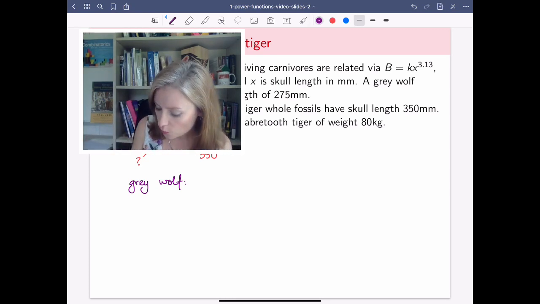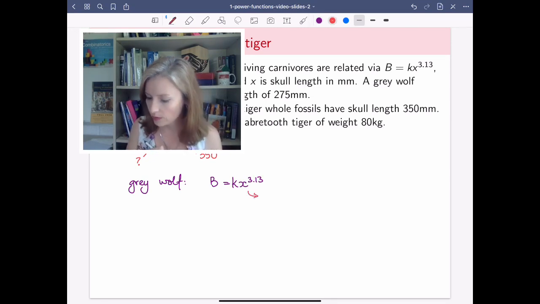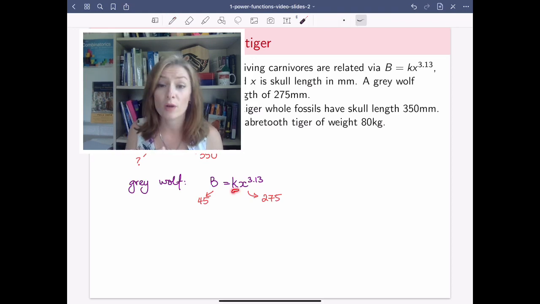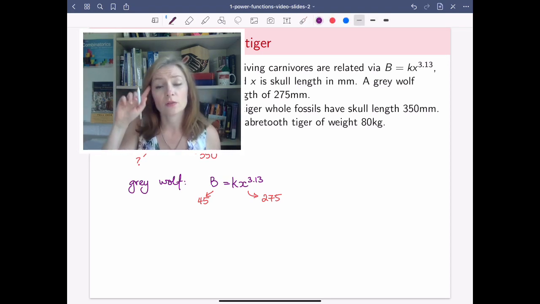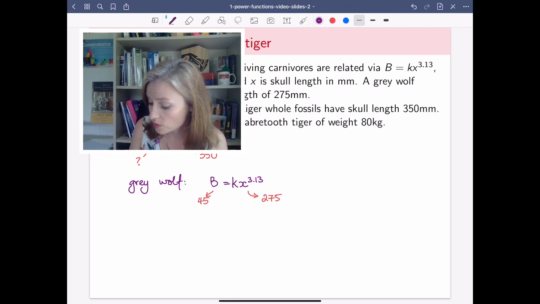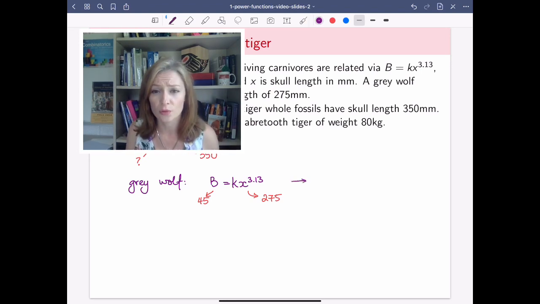Okay, so for the wolf, I have the exact same formula, except in the wolf's case, I know that the skull length is 275 millimeters and the body mass is 45 kilograms, which means that I only have one unknown in this equation and I can directly solve for it. Okay, take a minute here and actually try to solve this for yourself. I'm going to write down the answer, but please make sure you're actually able to follow through these steps.